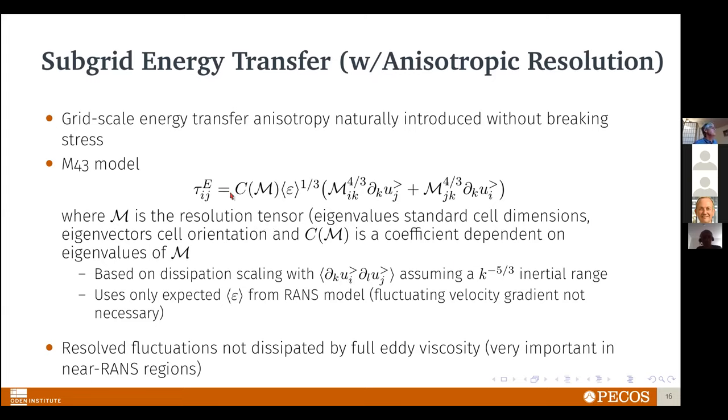So the idea here is that we use a resolution tensor. This is this tensor M. This tensor essentially has the property that it's symmetric, and its eigenvectors on a rectangular grid will be normal to the faces, and its eigenvalues would be the standard grid sizes. But it's essentially a representation of the anisotropic resolution you have available. So we can formulate a model based on that. It's essentially an anisotropic version of the Kolmogorov model that's formulated in terms of the dissipation. And this is it here.